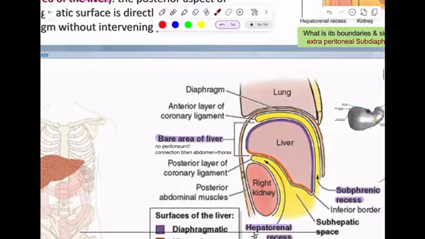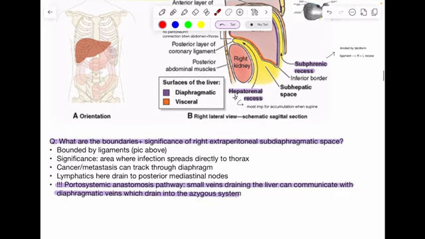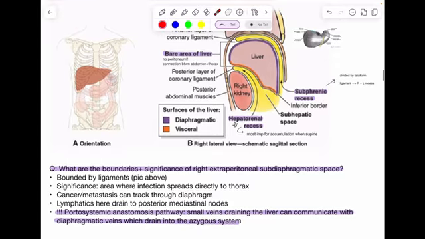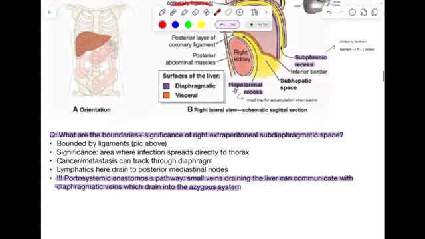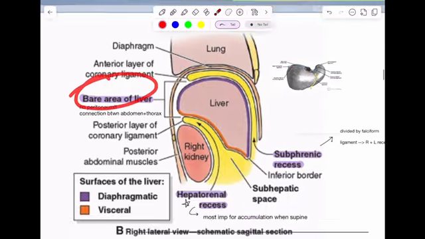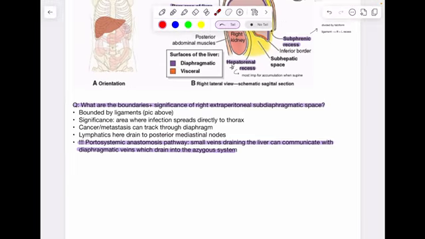From its name, the space has no peritoneum, and it's clinically significant because it's a connection between the abdomen and the thorax. And here we have a question: what are the boundaries and significance of the right extraperitoneal subdiaphragmatic space, which is the bare area of the liver? It's going to be bounded by ligaments, as you can see in the image. And then it's significant, as we mentioned before. It's an area where infection can spread directly to the thorax.